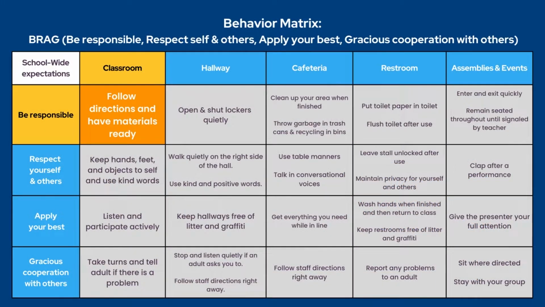So, for example, in this matrix, in the classroom location, the expectation is be responsible, and the indicator is follow directions and have materials ready. You will create procedures to support this, such as a procedure for turning in homework and classwork, and a procedure for obtaining needed materials, such as technology, writing utensils, and other items.